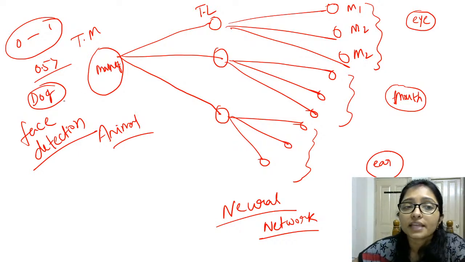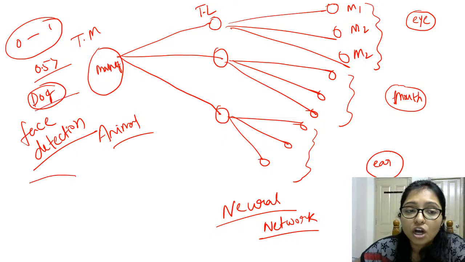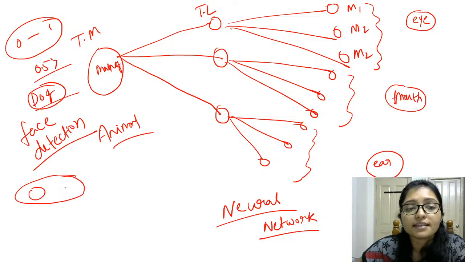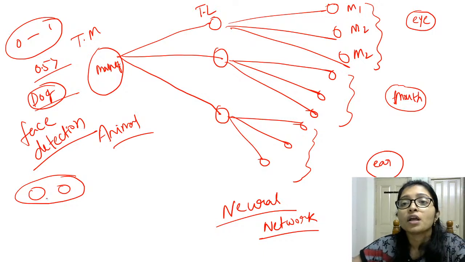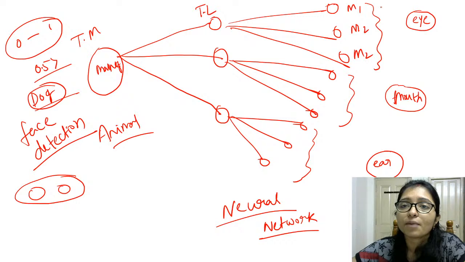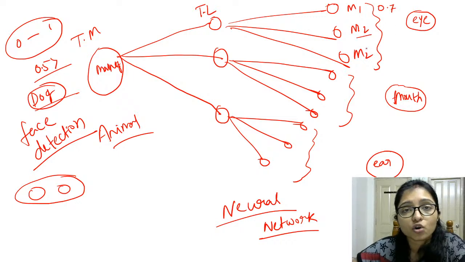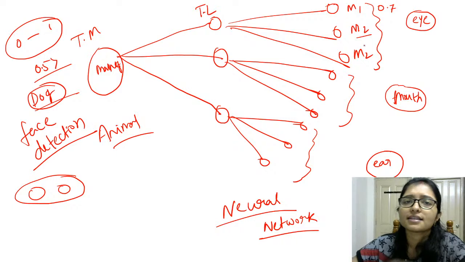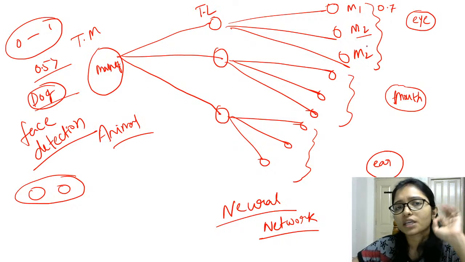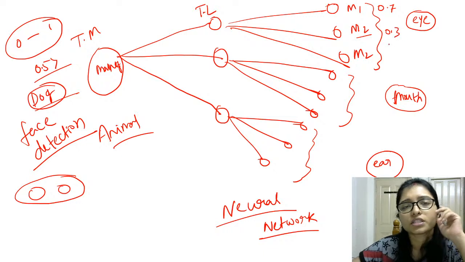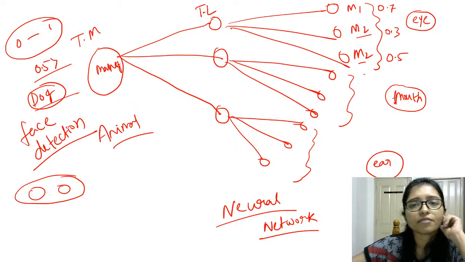Now their task is to identify the dog. They will select only the eyes part, and from that eyes part they will give some point. Maybe this member gives the point, okay, I think this is like the dog, so I am giving 0.7. Now this member says, no, I don't think these eyes are a dog's, so he gives 0.3. And this team member gives 0.5.